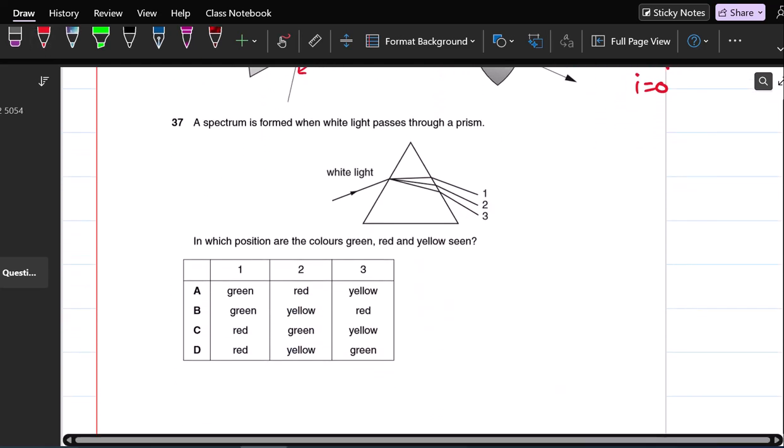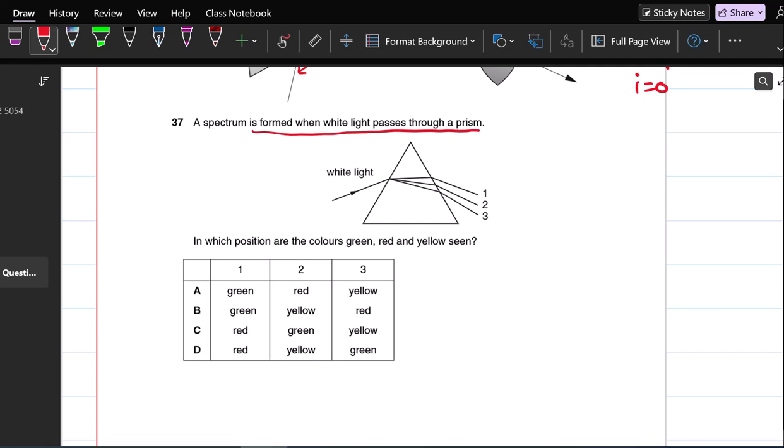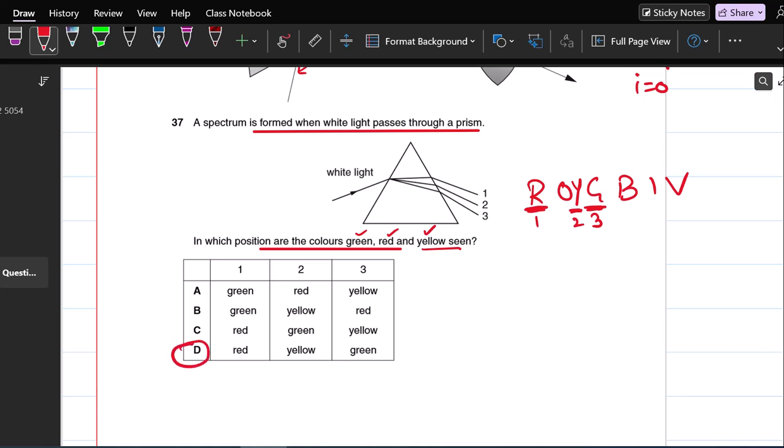A spectrum is formed when white light passes through a prism. In which position are the colors green, red, and yellow? So we know ROYGBIV. So we are given green, red, and yellow. So red should be first, then yellow, then green. First, second, and third. So according to this, it will be D option. Red, yellow, and green. So 37 is D.